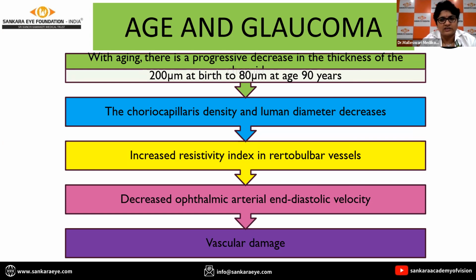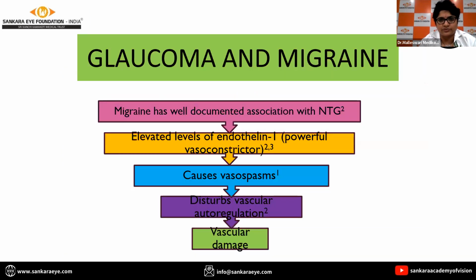So with aging, there is a progressive decrease in the thickness of the choroidal complex. The thickness is around 200 microns at birth and 80 microns at 90 years. The choriocapillaris density will decrease and the lumen diameter decreases, which increases the resistivity index at the retrobulbar vessels. This decreases the ophthalmic arterial end-diastolic velocity, which finally leads to vascular damage.